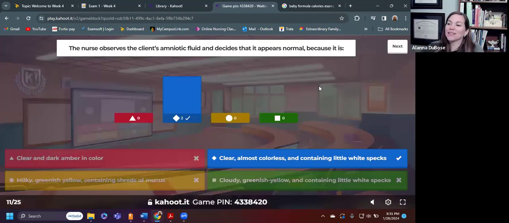That was kind of confusing because I was saying colors and all the answers had colors in them, but yeah, good job. So the answer is clear, almost colorless and containing little white specks, which is the vernix. Little bits of vernix maybe kind of floating around in there. We don't want it to be a particular color. If it's dark amber color, that might be blood tinged.